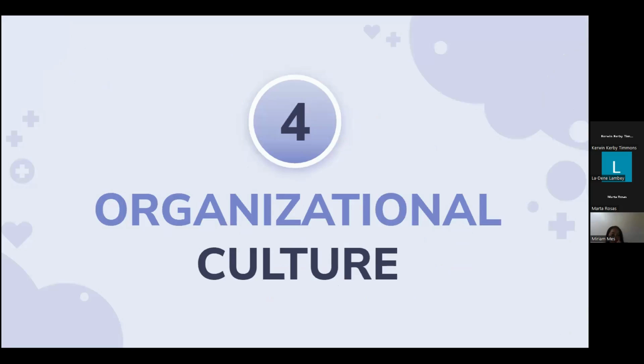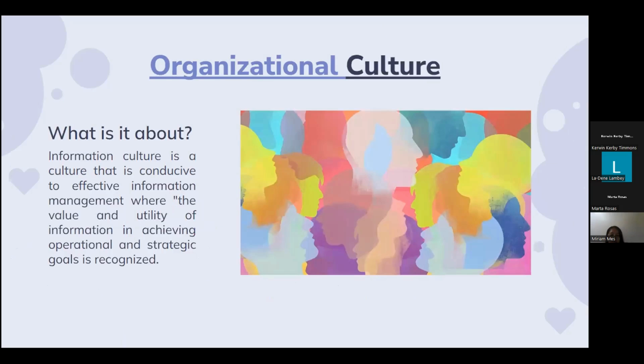So now we have the organizational culture. What is organizational culture? It is a conducive, effective information management culture where the value and utility of information in achieving operational and strategic goals is recognized.